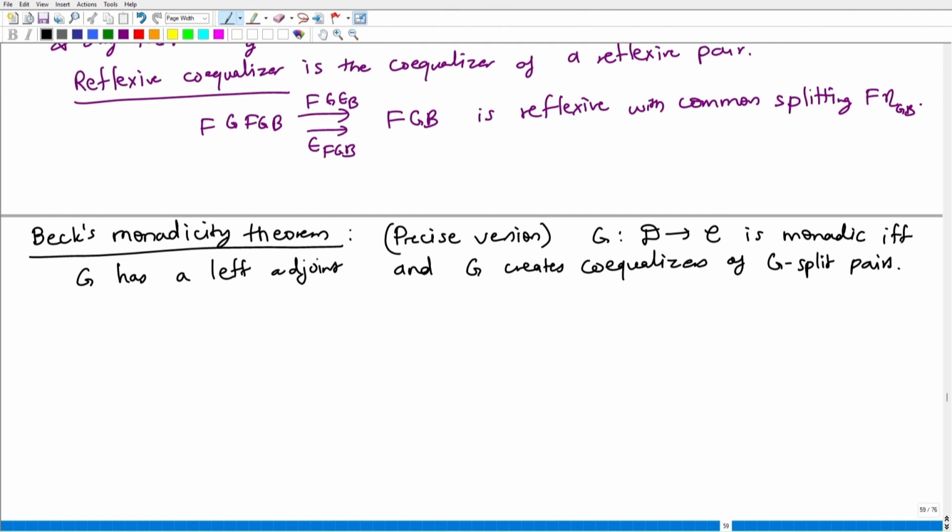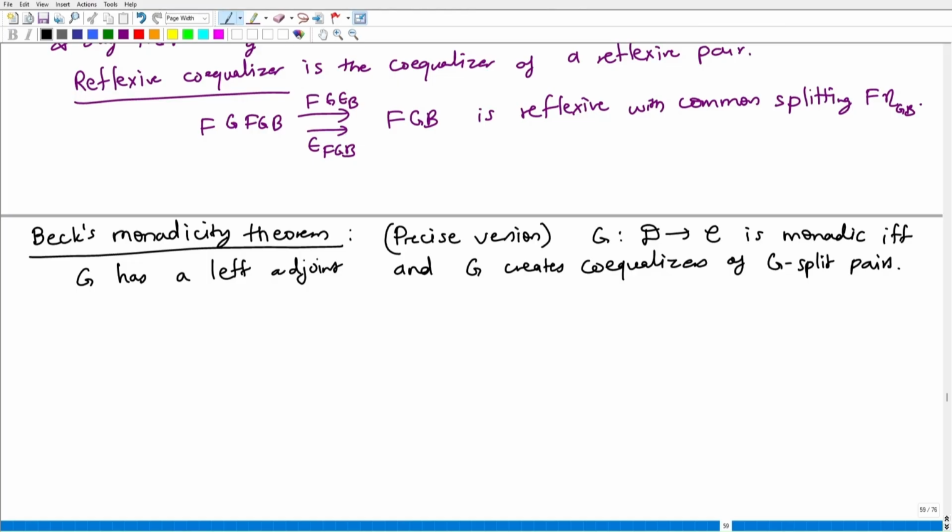Okay, so creation of co-limits, we are talking about it for the first time. We generally talk about creations of limits. So G creates co-equalizers of G split pairs. That one particular diagram is so important that if you ensure this, then you get an if and only if condition. Yeah, so that's the precise version, and the crude version.